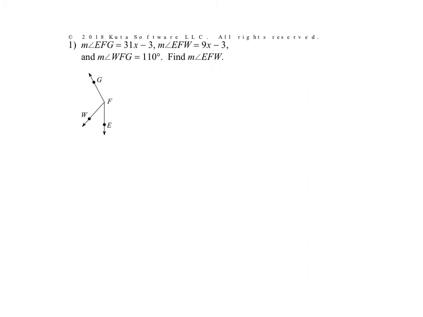Okay, so now we want to find angle EFW. For that, we use the segment addition postulate, right? So in this case, I'm just going to identify my information. It's telling me that EFG, the big angle, equals 31x minus 3. Let me go step by step. The angle EFG is going to equal the measurement of angle EFW plus the measurement of this other angle over here, the measurement of WFG.